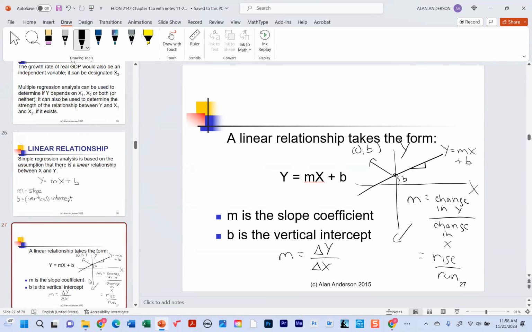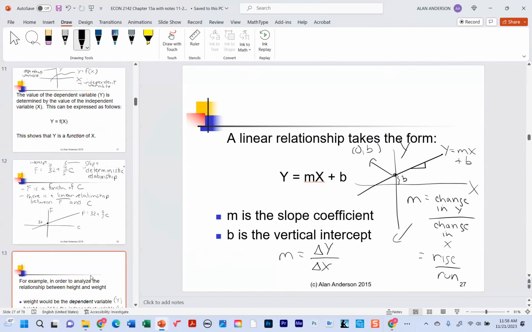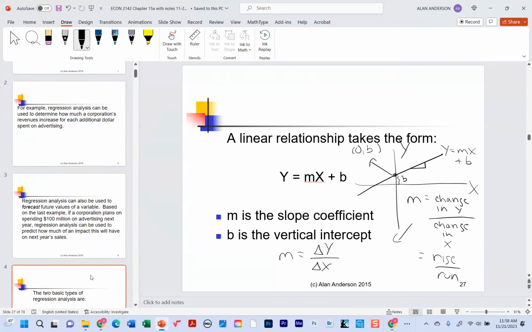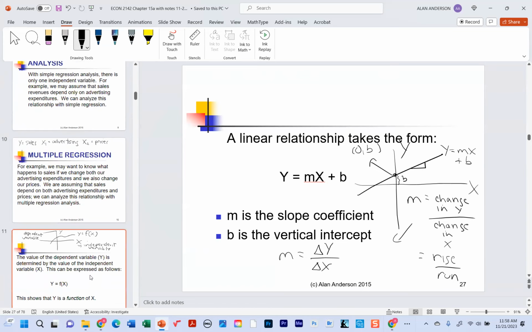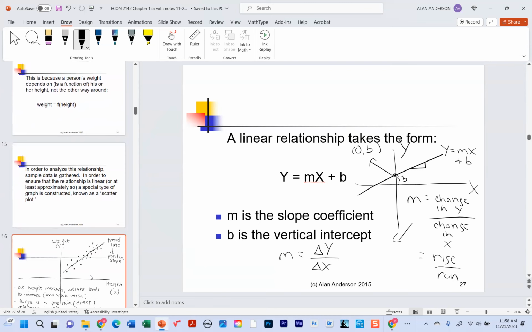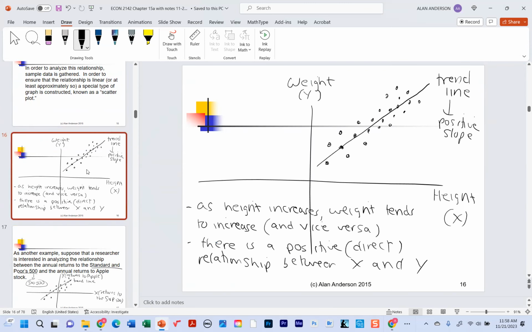So let's go back and revisit our example about the sales and advertising. Where is it? All right, let's find that and do that later.